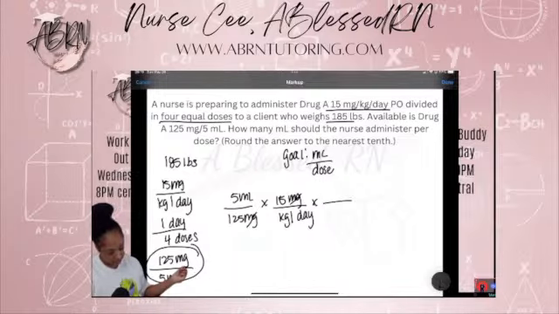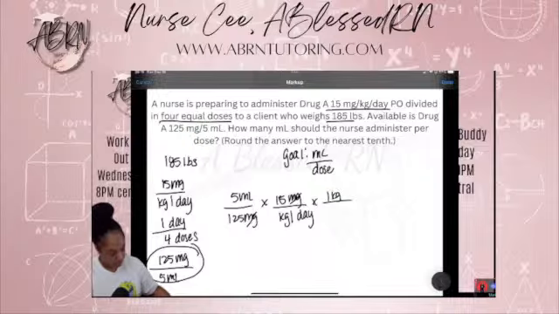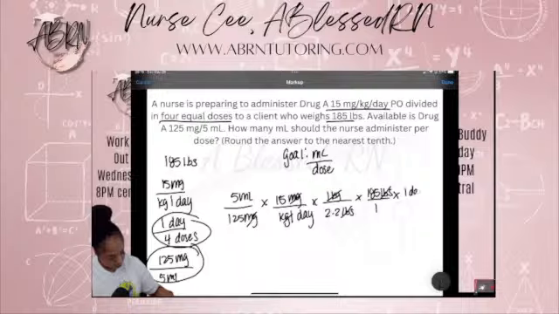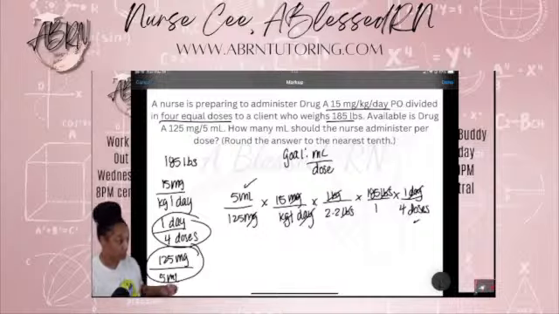All right, and then kilograms. So our patient's weight is in pounds. We'll do our conversion. Boom, boom. And 185 pounds over 1. Boom, boom. And then day. So we know that in one day there are 4 doses. Boom. And everything is now crossed out except for milliliter per dose.